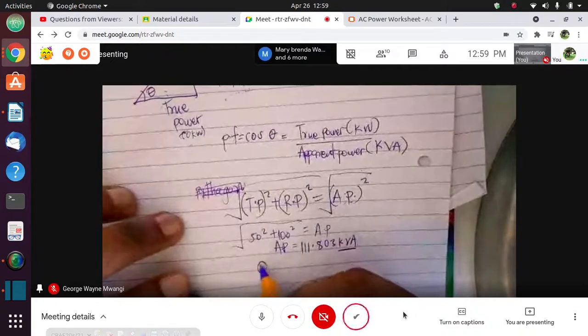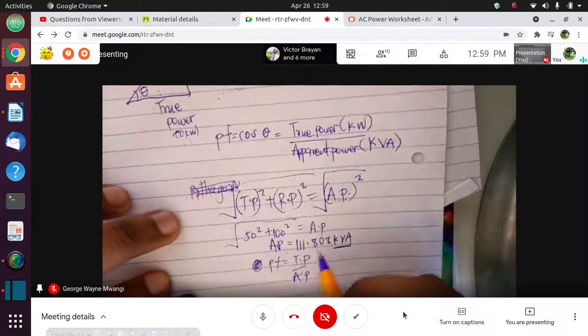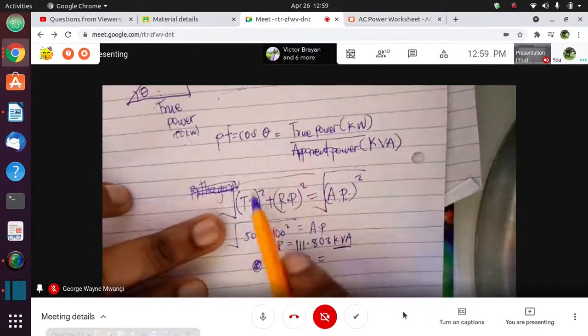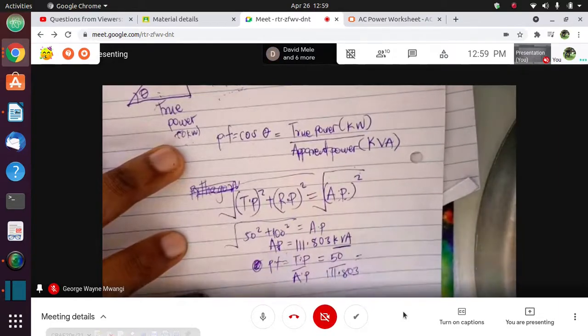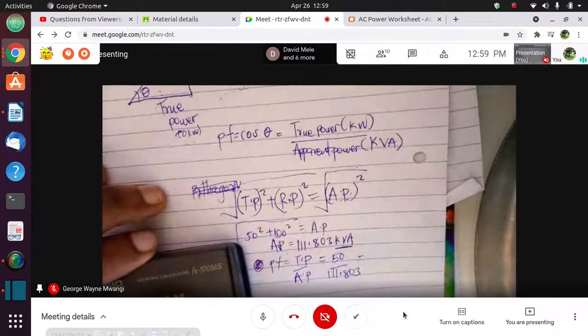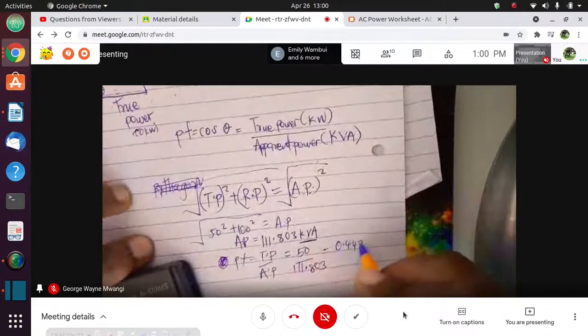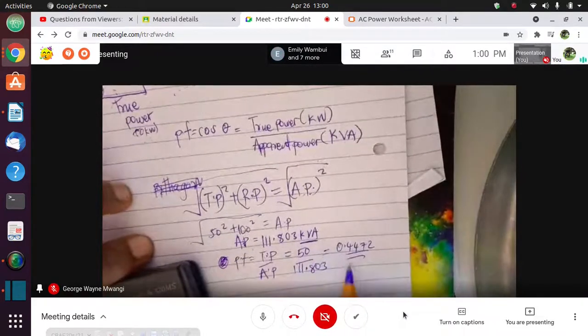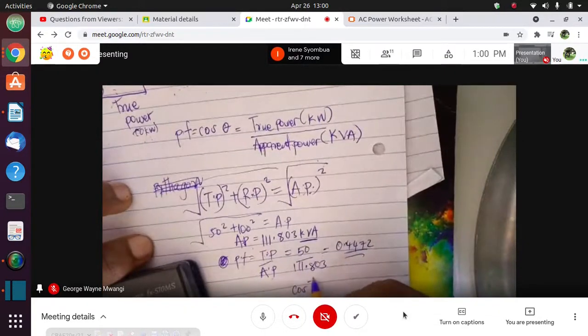Therefore, the power factor is the true power divided by the apparent power, which is equal to 50 kilowatts divided by the apparent power, 111.803. That gives you a power factor of 0.4472. Now, if you are to represent this as an angle, you will take the cosine inverse of that.